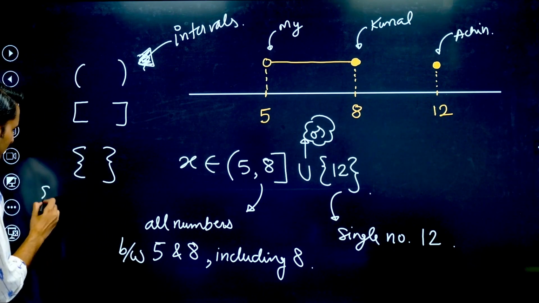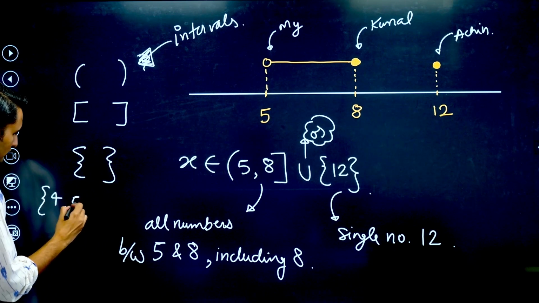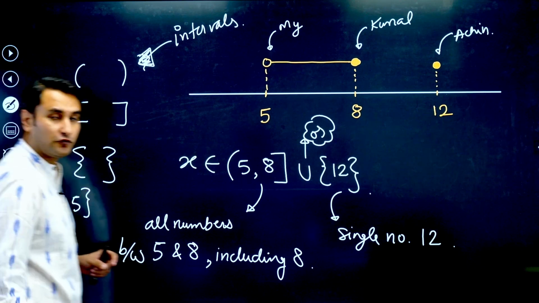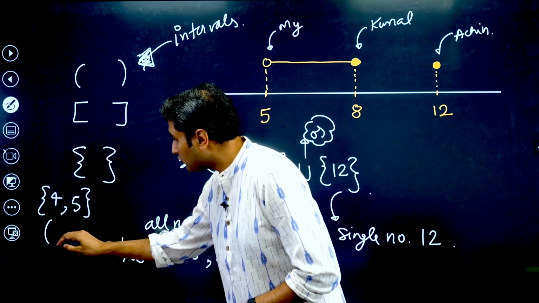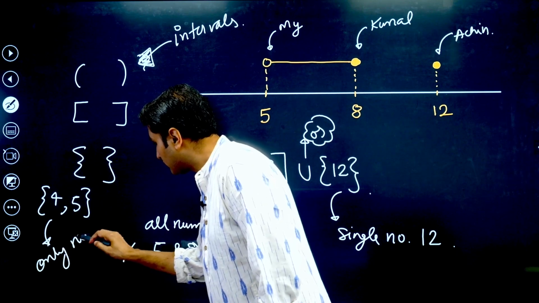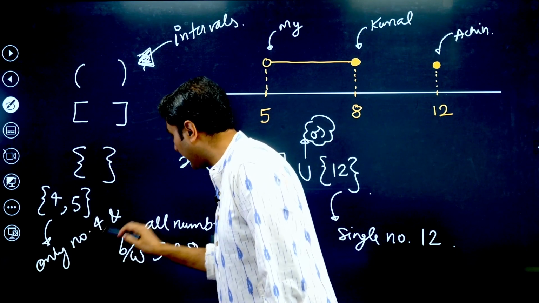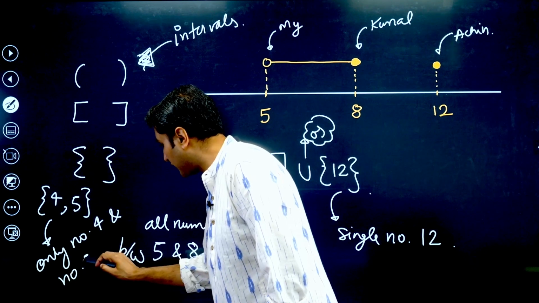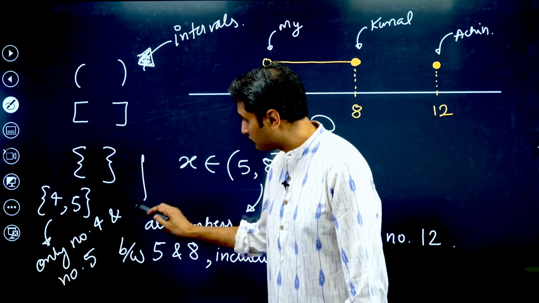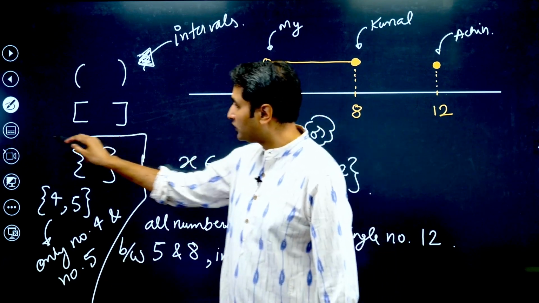For example, if somebody says this, what does it mean? It does not mean all numbers between 4 and 5. What will it mean? It means only number 4 and number 5. Got it? Very important to note. This is important for you to note.